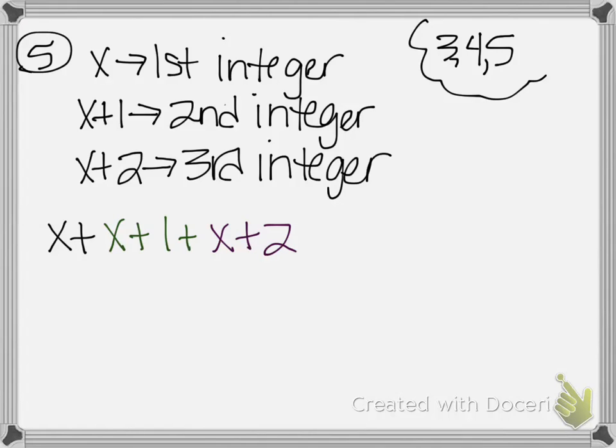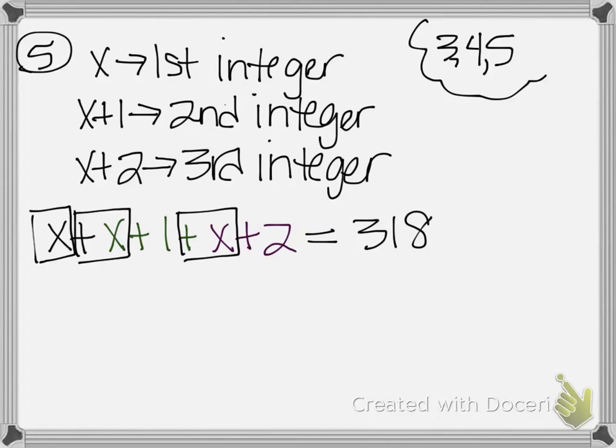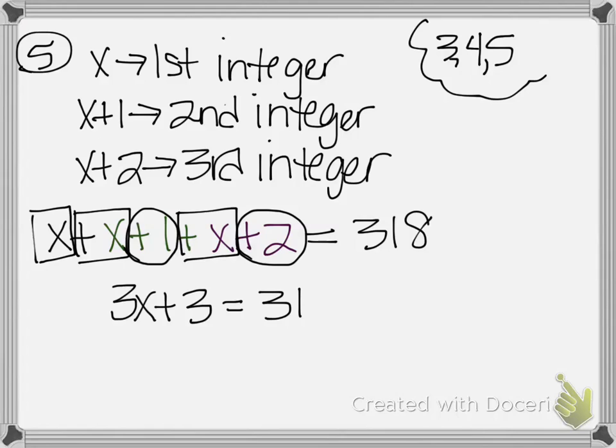And those total 318. So I'm adding all 3 of those together. So what I really have is a multi-step equation. I can now combine all of my like terms because I have an x, and I have a plus x, and I have another plus x. So I have 3x. And then I have numbers, a plus 1 and a plus 2, which means a plus 3. Once I get to this point, now it's a 2-step, like the previous problem we just worked.